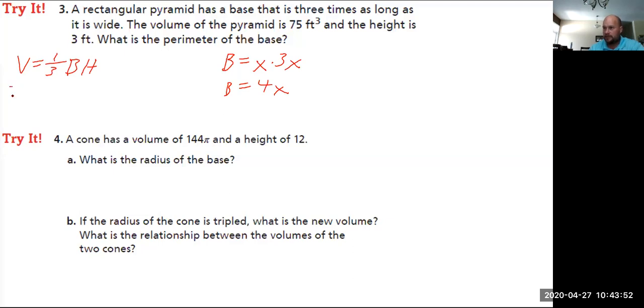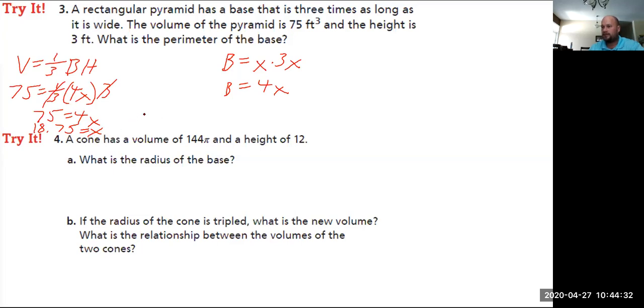Volume, which is 75, equals 1/3 base area. Again, we don't actually know what the base area is, but we're just going to plug in that 4x right now. The height is 3. Well, 1/3 times 3, those actually end up just canceling each other out. So now we have 75 equals 4x. So divide 75 by 4, and you'd have 18.75 for x. And again, this would be the smaller side.